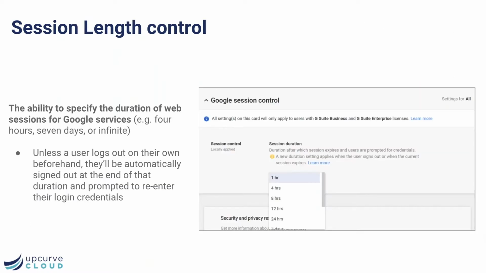You could set certain permissions like session length control. Unless a user logs out on their own beforehand, they'll be automatically signed out at the end of the duration. You could set up rules where they can only log in during certain periods of time during the day or within certain IP ranges. A lot of user management that you can enforce above and beyond what's baked into the G Suite admin panel now.